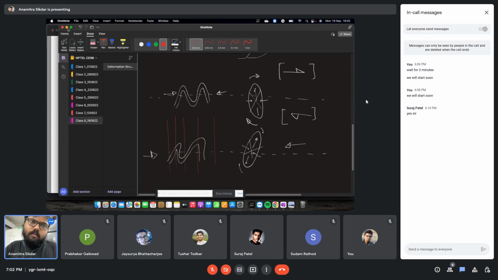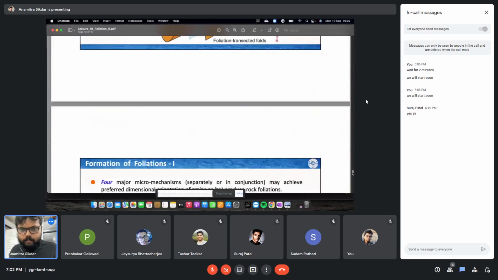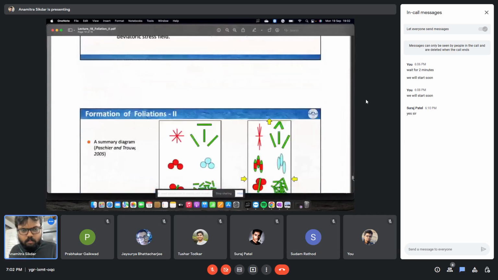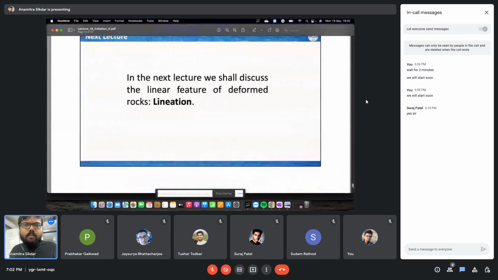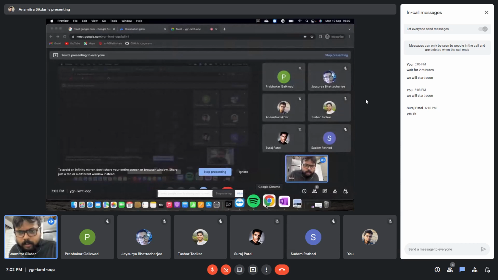Yeah. So I think that will be all for the foliation. So I'll move on to the lineation part.